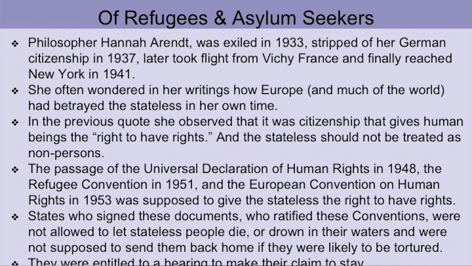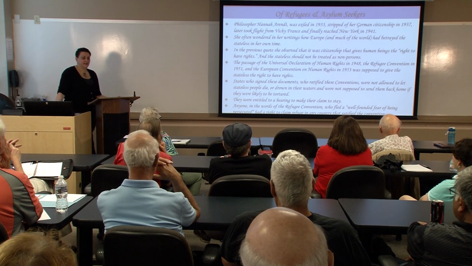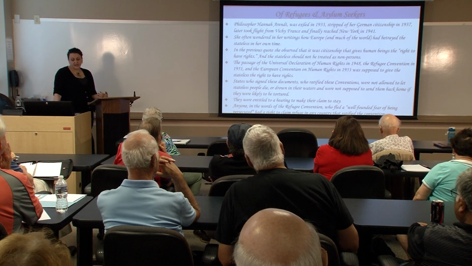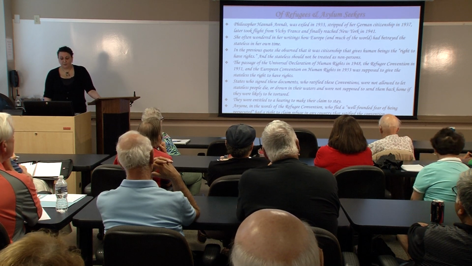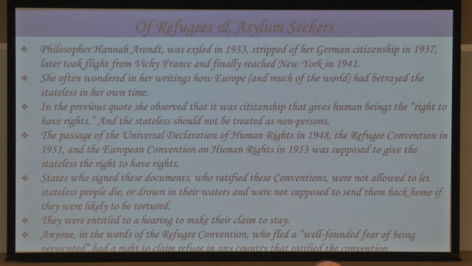States who signed these documents, the states who became signatories to these conventions, who ratified these conventions, were not allowed to let stateless people die, as in the case of the Holocaust, or drown in front of their coasts, as it has been happening. And we're not supposed, most importantly, to send them back home where they were likely to be tortured or killed. They were entitled, most importantly, to a hearing to make their claim as being in dire danger. Anyone, in the words of the Refugee Convention, who fled a well-founded fear of being persecuted had a right to claim refuge in any country that ratifies the convention.